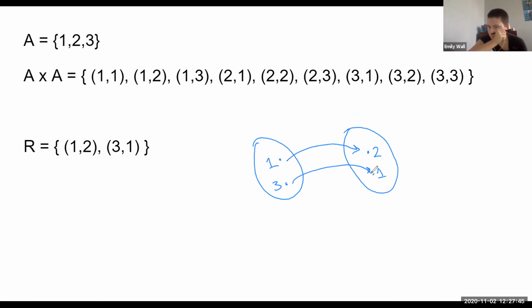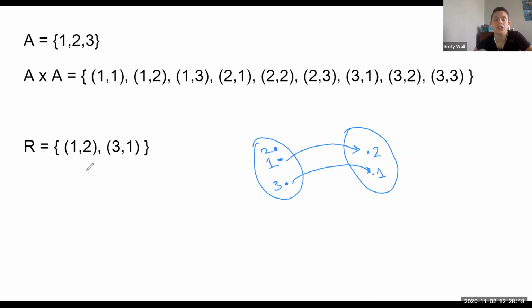Actually, is this a function? Well, there's only one arrow coming out of this thing on the left here, right? Because if there's 2 arrows, that's definitely not, that would be bad. There's only 1 arrow coming out of 3. We are going to have an issue that 2 doesn't map anywhere. Not a good plan. So R as it is right now is not a function. It is a relation, but it's not a function.